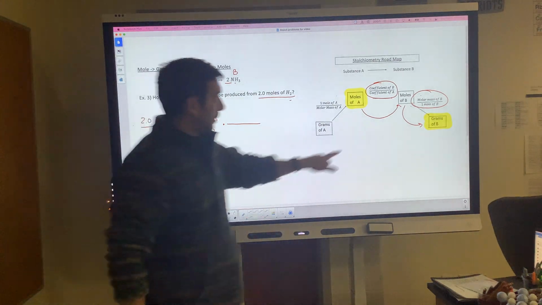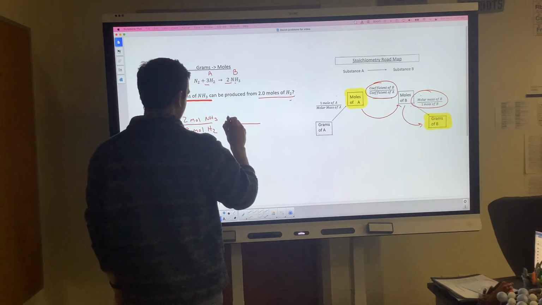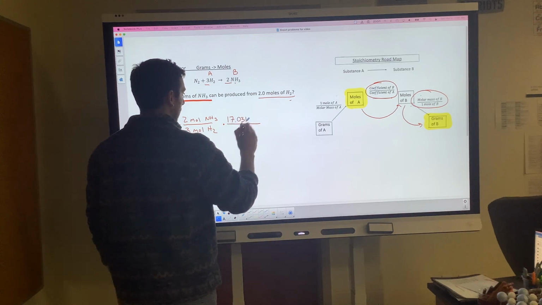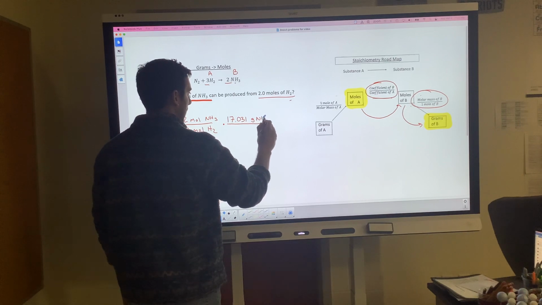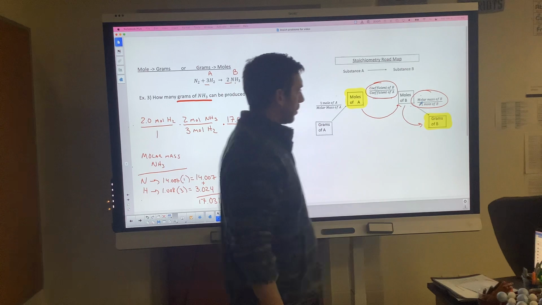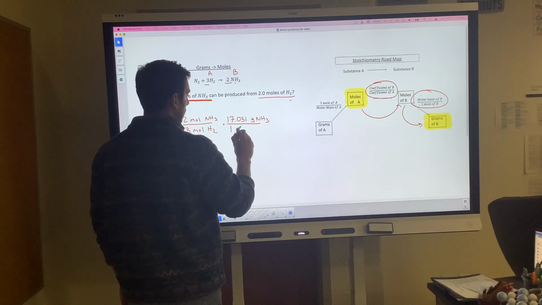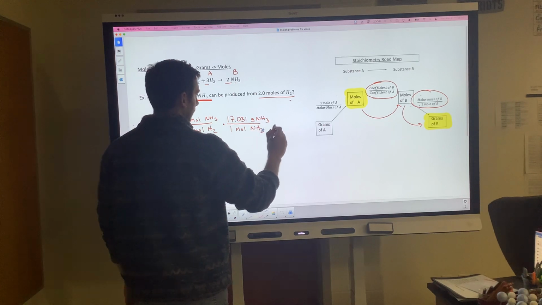So now if we want to use that, the mass goes up top in this last fraction. So we're going to have 17.031. It's a mass, so that's in grams of B, which is NH3. And if you notice in the denominator on the bottom, it's just 1 mole of B. So we don't need to use the coefficient in this problem. We just use 1. And that's moles of NH3.